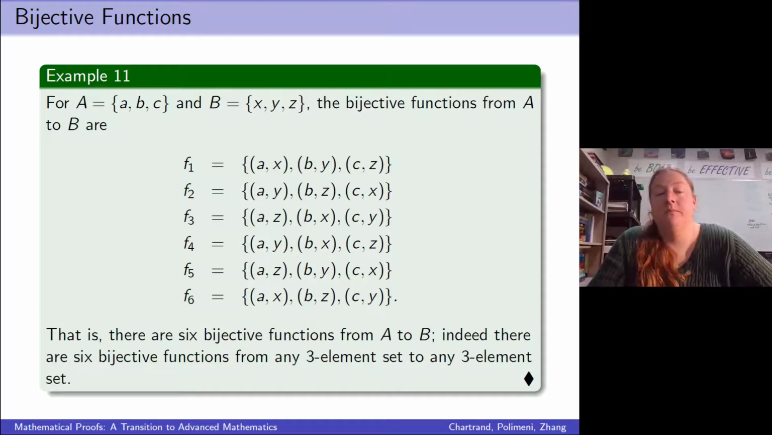So let's take a look at an example. We've got a set A consisting of the elements a, b, and c, and a set B consisting of the elements x, y, and z. Now, for bijective functions from A to B, we have 6 possible versions. So there are 6 bijective functions from A to B. And it's not anything special about A and B here. It's really any 3-element set and any other 3-element set. If I take a function from one to the other, there are going to be 6 bijective functions.